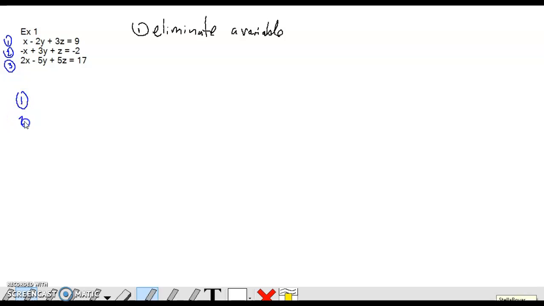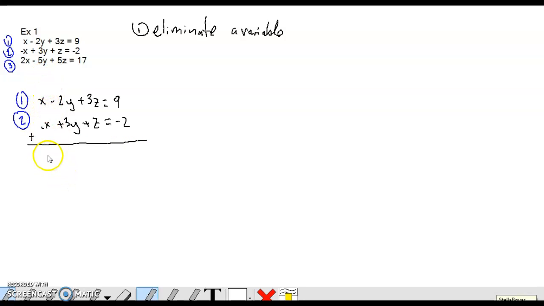That means I'm going to deal with equation 1 and equation 2. Equation 1: x minus 2y plus 3z is equal to 9. Equation 2: negative x plus 3y plus z is equal to negative 2. How you want to eliminate is up to you, substitution or elimination. I'm going to eliminate. If I add these equations together, the x's cancel out. Negative 2 plus 3 leaves me with y, 3 plus 1 gives me 4z, and 9 plus negative 2 gives me 7. Brand new equation, so I'm going to call it equation number 4.